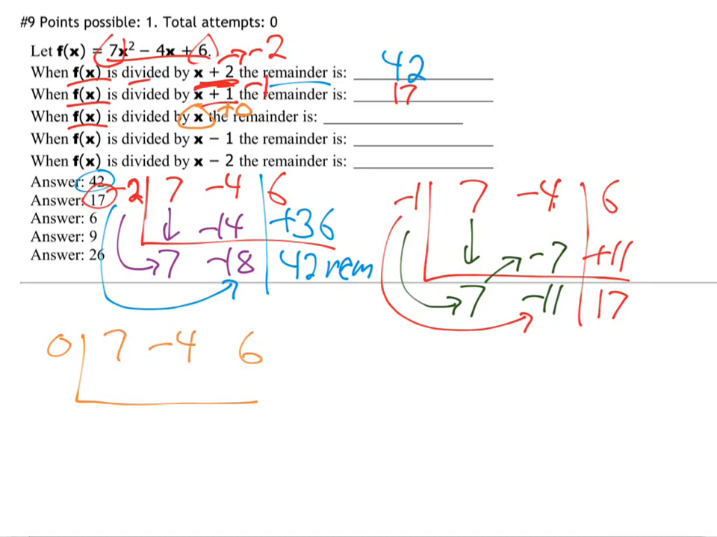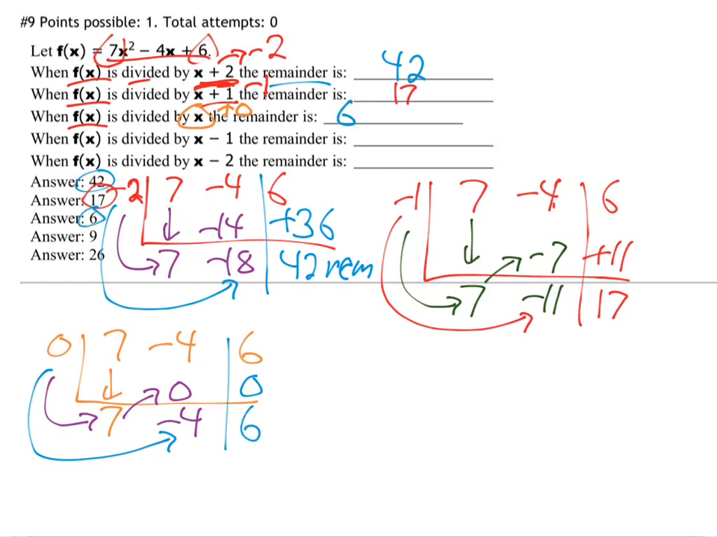So 7, minus 4, 6. Again, bring down the 7. Here we go. Multiply. 0 times 7 is 0. Add them up, minus 4. It's kind of funny. And 0 times minus 4 is 0. Add them up, 6. So the remainder is 6. Sure enough, that's right.